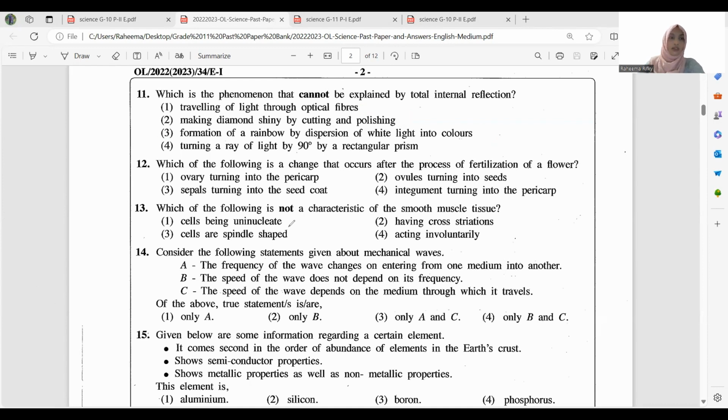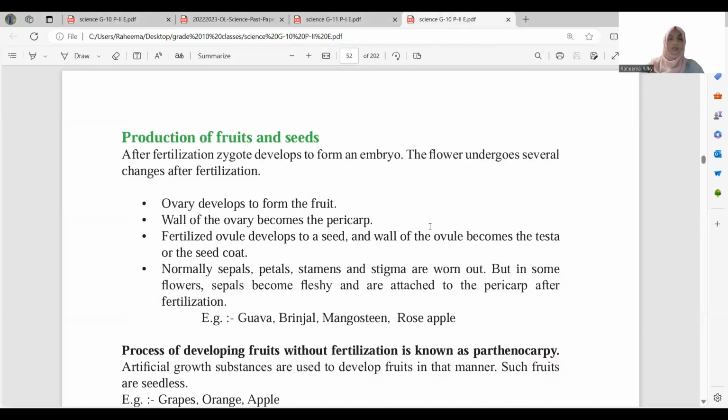Next, question number 12. The following is a change that occurs after the process of fertilization of a flower. Before we see the answers, I'll take you to the grade 10 textbook. This is the place where we can see what will happen to the parts of the flower after fertilization. The ovary develops to form the fruit. So the ovary turns into fruit.